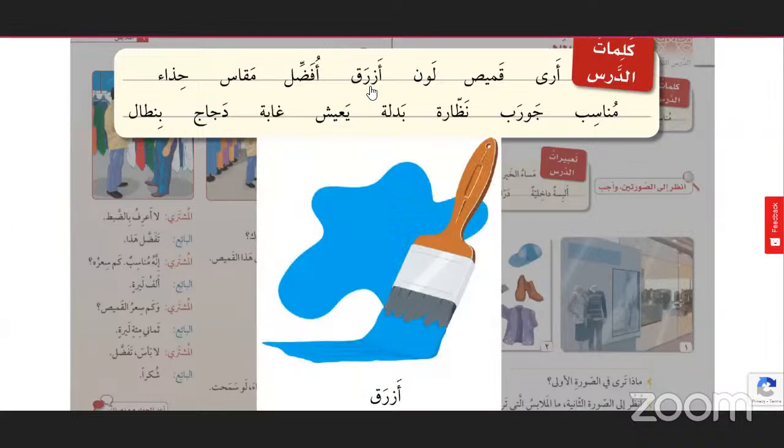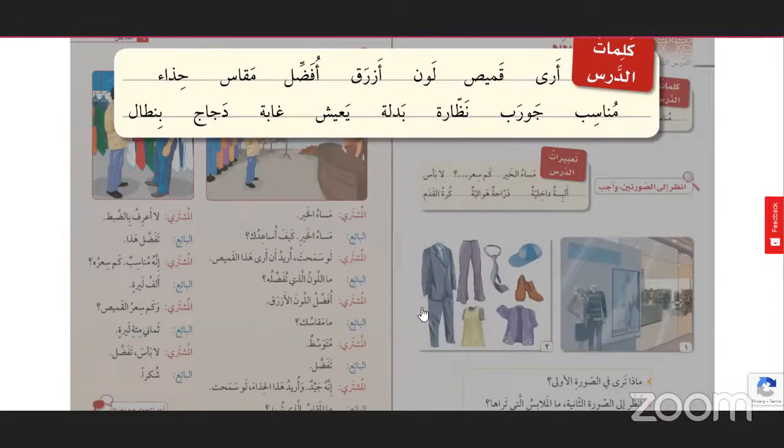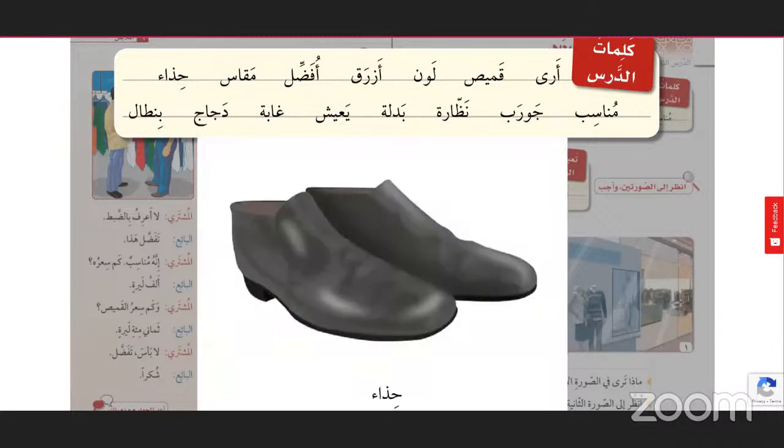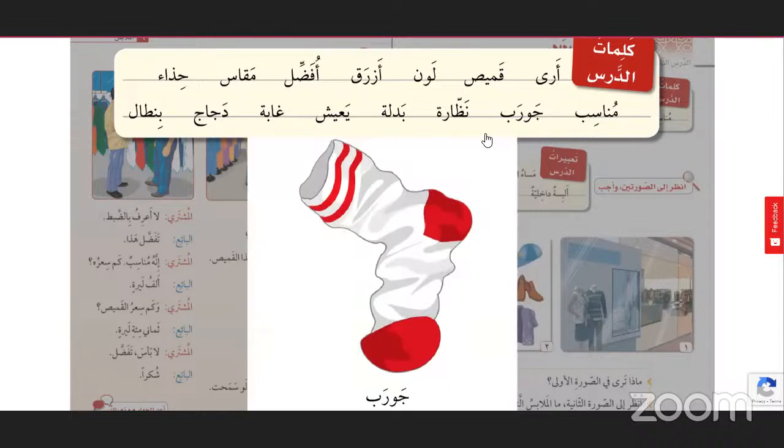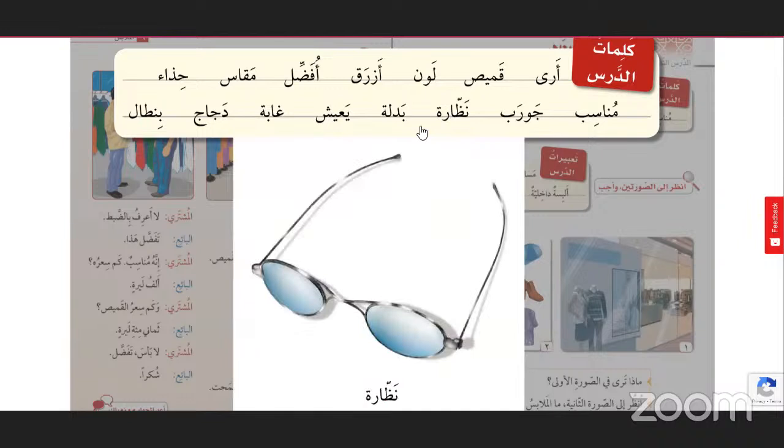Azraq, blue. Ufaddil, I prefer. Maqas, size. Hidha, shoe. Munasib, appropriate. Jawrab, a sock. Jawarib, socks. Not important, but Jawarib is socks. Nazara, glasses, yeah, the one that you wear. Spectacles, glasses.